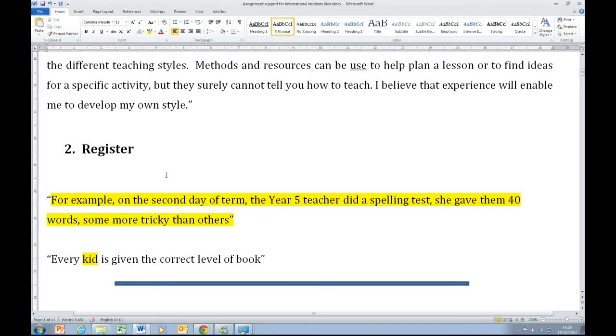For example, "on the second day of term, the Year 5 teacher did a spelling test. She gave them 40 words, some tricky than others." I mean, there's also the issue there that it should be "trickier than others." But it's just expressed in a very simplistic manner. And it could certainly be improved by saying, for example, "on the second day of term, the teacher gave out a spelling test of varying levels of difficulty," something along those lines.